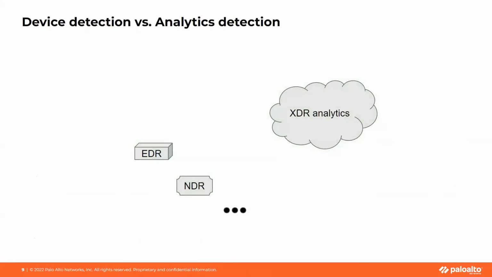A bit about device detection versus analytics detection. So what can be prevented and detected on a device, or the device itself, is prevented and detected. This method has limitations in terms of visibility, device resources, compute, memory, latency, update frequency. And what cannot be prevented and detected on the device itself requires something else.